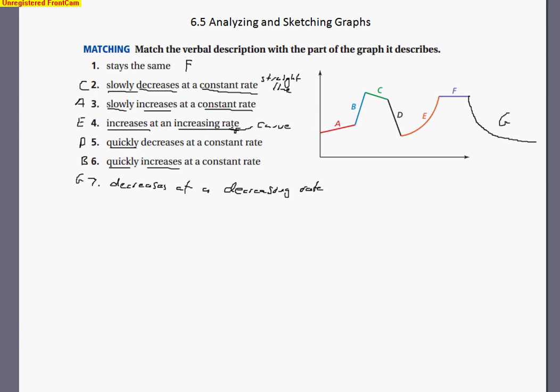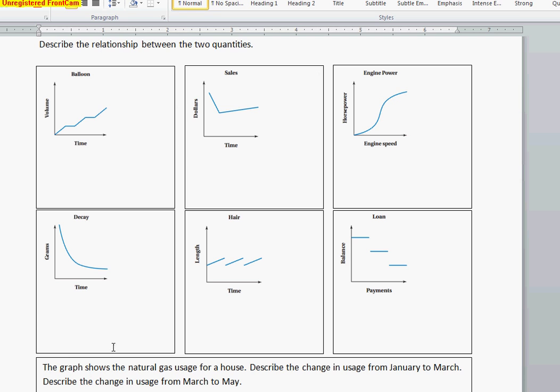Well, let's take a look at some other problems that we'll end up seeing. And this next one here says, describe the relationship between the 2 quantities. And so here are our quantities, volume and time. And what we're going to do is say what's happening in each of the segments. And so we've got 1, 2, 3, 4, 5 segments that we have to talk about.